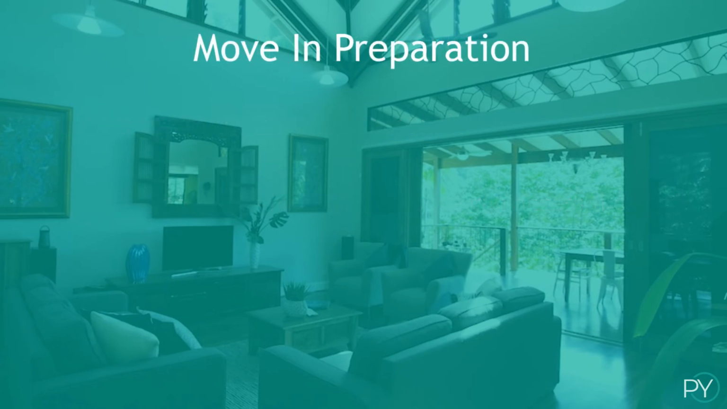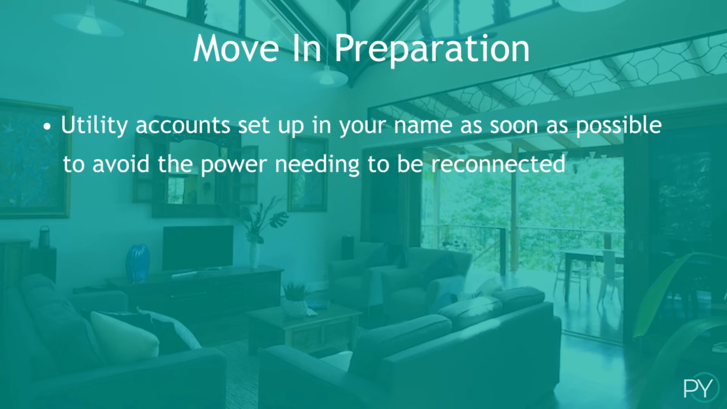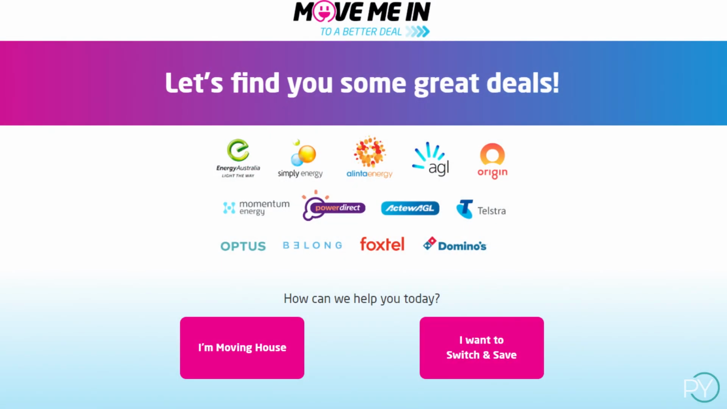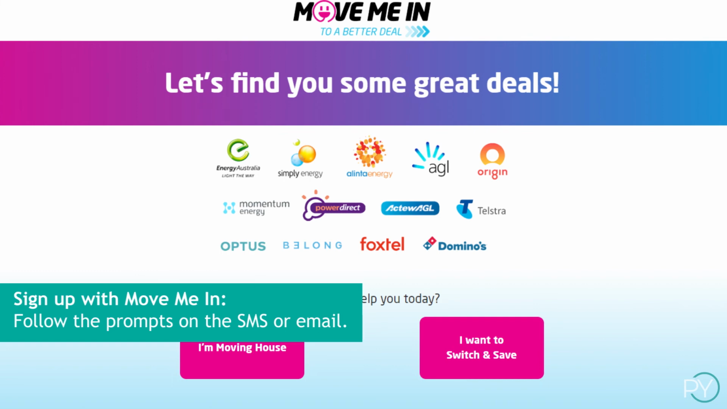In preparation for your move-in date, please have the utility account set up in your name as soon as possible to avoid the power needing to be reconnected. To make moving easier for you, we've partnered with Move Me In, a free connection and disconnection service. With minimal effort, you can organise your connections, disconnections, or both through a convenient, seamless and stress-free approach. If you'd like to take advantage of this service, follow the prompts on the SMS or email.